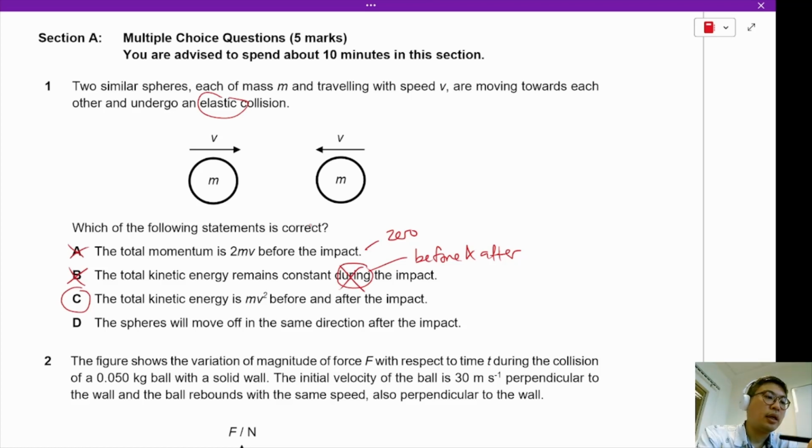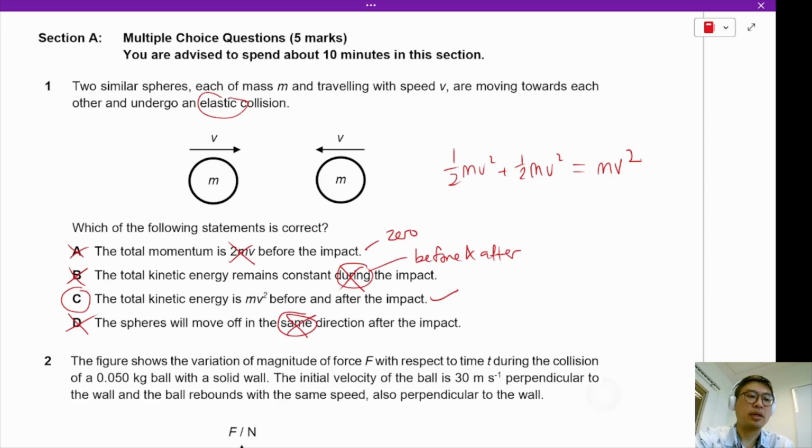Okay. Next, what is the KE of the two objects? The KE of the two objects will be half mv squared plus half mv squared. The total KE is mv squared. So the mv squared before and after the impact is correct. Now, the next option, that the spheres will move off in the same direction, will not be correct. Okay, so question 1 is C.